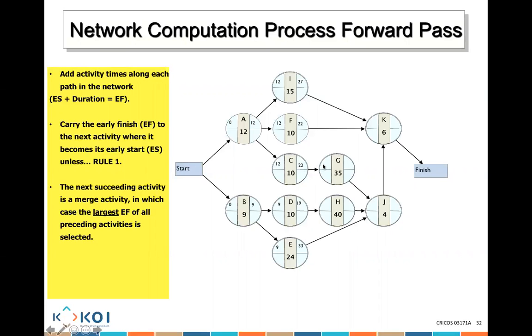Now, what do I put here? This is G. What do I put here? 22. It's not 32, it's 22. So 22 goes here. 22 plus 35, what's the total? 57. And here, what do I put? 19. 19 plus 40? 59. Now I have this activity J. J is a merge activity. I have 33, 59, and 57. Which one is the largest? 59. 59 goes here, plus 4?